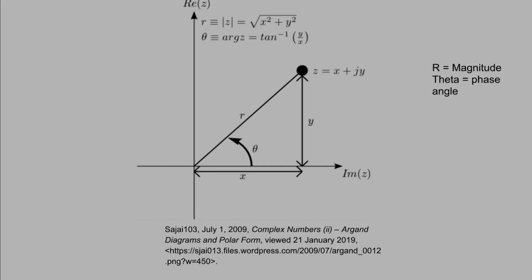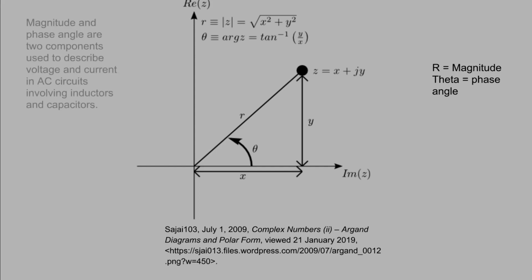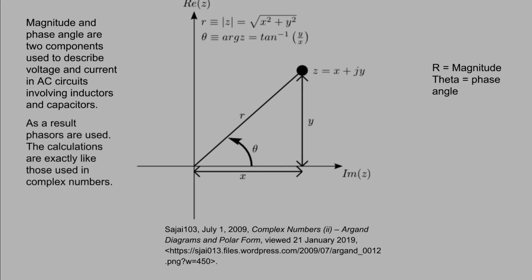There are two important elements to consider in AC circuit analysis in the way we describe voltage and current. These are the magnitude and the phase angle. As a result, phasors are often used to represent these values. The phase angle is the phase difference between current and voltage. As you can see, the method of working out magnitude and phase angle of a phasor is the same technique as used for complex numbers.